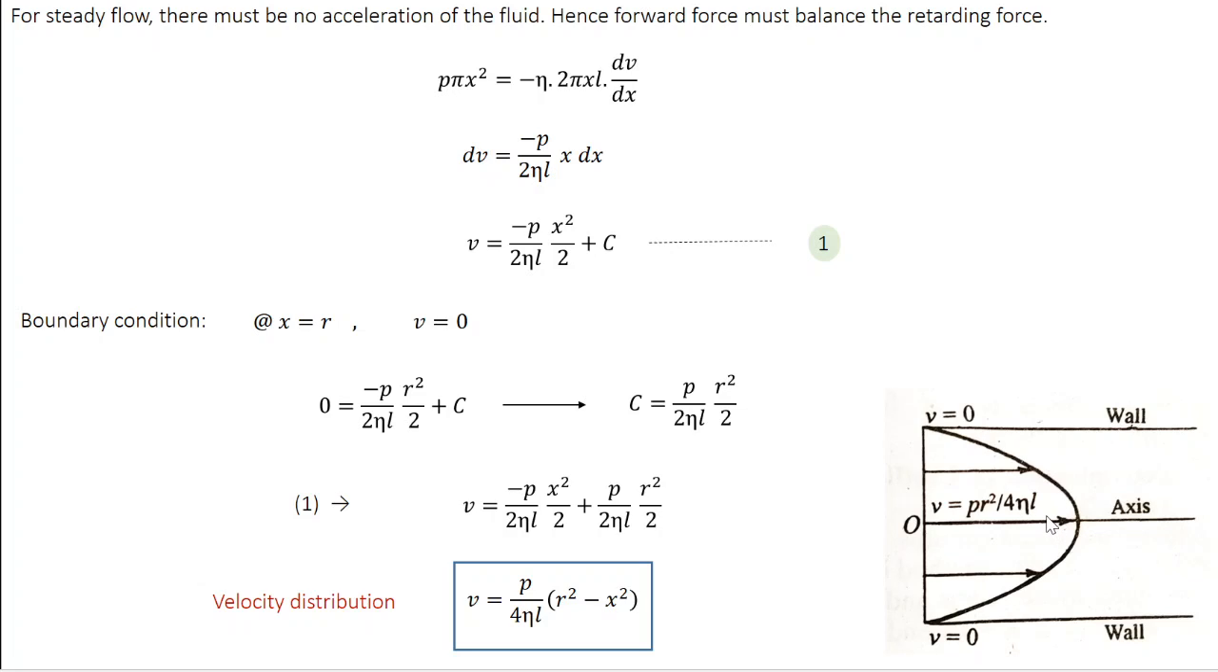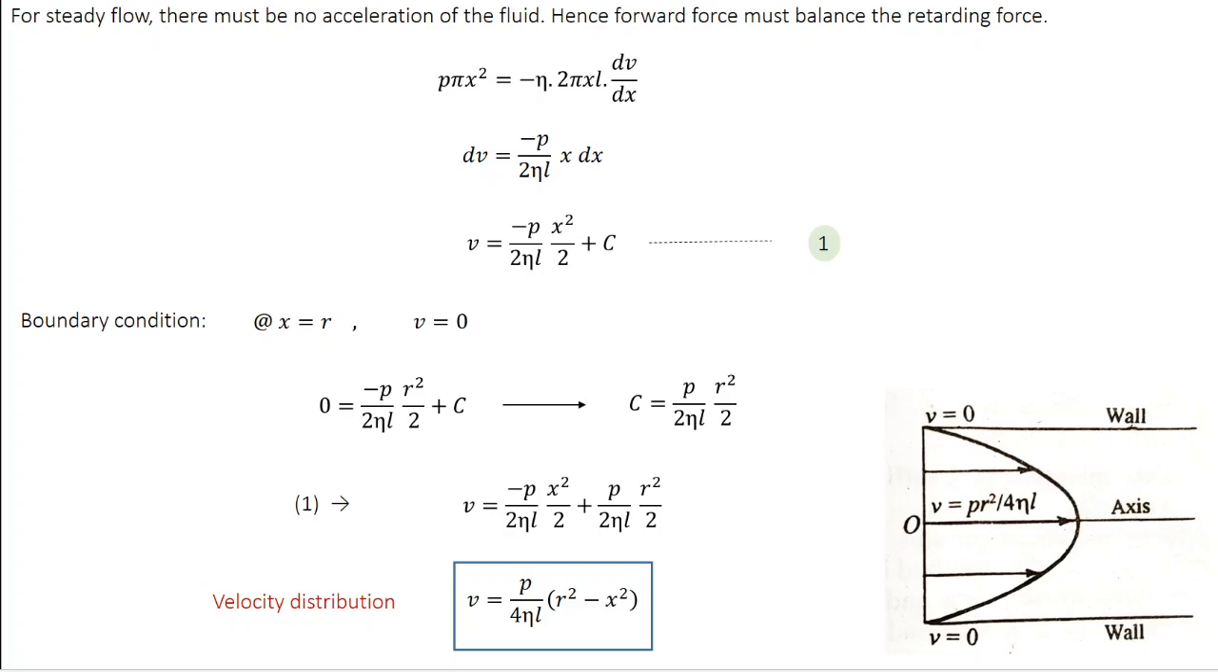Now let's plot this function. At the axis x is equal to 0, so velocity v is going to be P r square by 4 eta L. At the walls of the tube x is equal to r, so r square minus x square cancels, and v equal to 0. For all in-between points, you can note that P is a constant, eta is a constant, L is a constant, and for a given layer r is a constant. So velocity is a function of x square. This is a quadratic equation, which is a parabola. So when you plot the velocity profile, you get a parabola as we have discussed before.